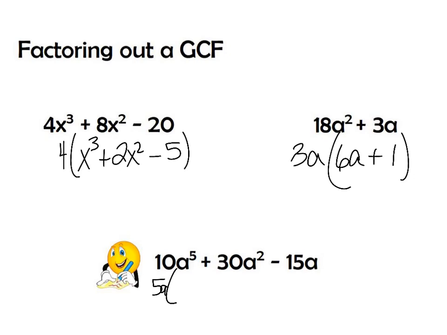Now I'm going to come through and I'm going to divide everything by 5a. 10 divided by 5 is 2. It was an a to the 5th, but since I factored one of them out, I still have 4 sitting there.